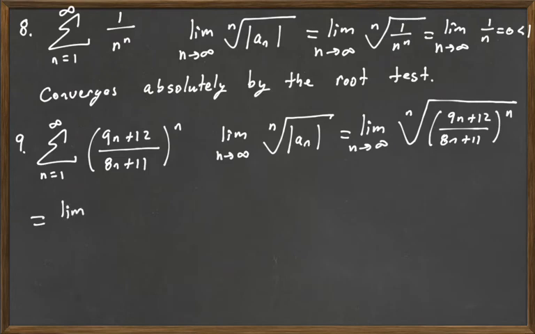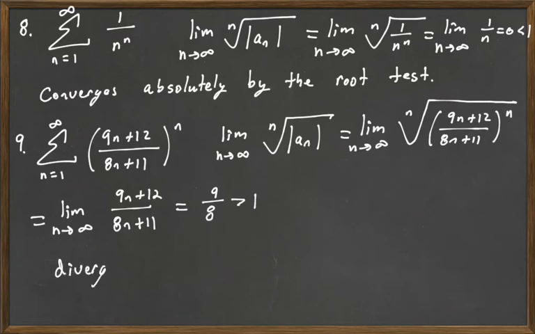And so we're going to be looking at the limit as n goes to infinity of 9n plus 12 over 8n plus 11. Now this is just a horizontal asymptote here, or if you want to, you could use L'Hopital's rule or factor out the highest power of n, but this limit is going to be 9 over 8. 9 over 8 is greater than 1, and so the root test says that this is divergent.